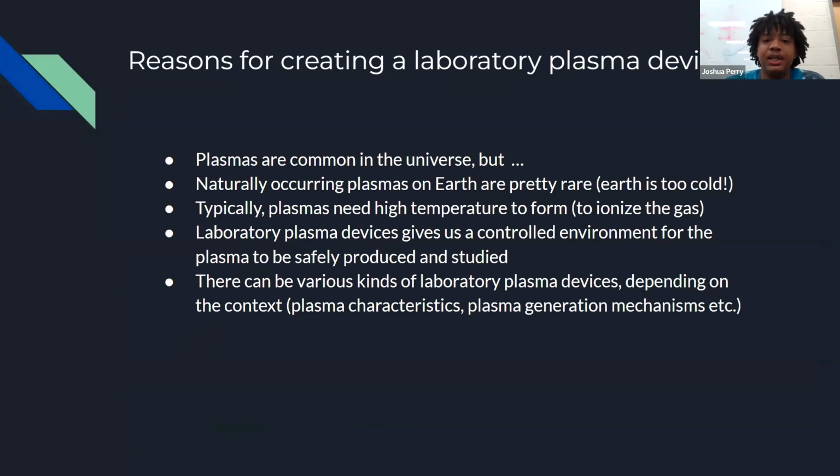Reasons for creating a laboratory plasma device. Plasma is very common in the universe with lightning, the northern lights, but plasma occurring on Earth, just not in our atmosphere, is pretty rare because Earth is cold relative to plasmas. And plasmas usually need to be very hot. As I said, they're 1,000 times hotter than gas. And laboratory plasma devices give us a controlled environment for the plasma to be able to safely produce and study. And there are various kinds of laboratory plasma devices depending on the context and what type of studies are being done and conducted.